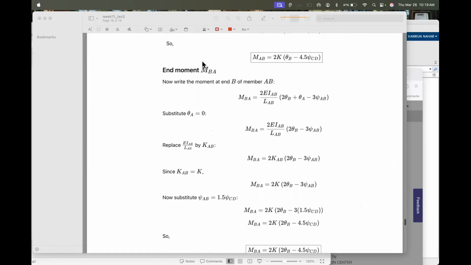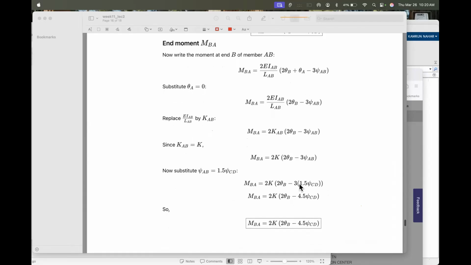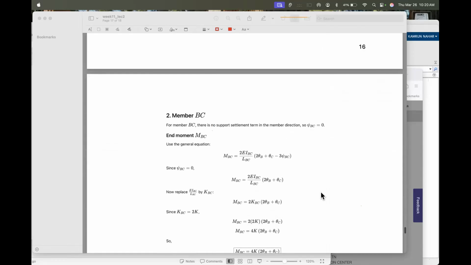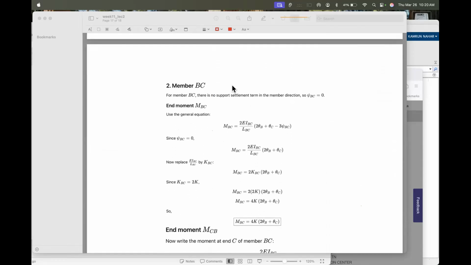Now the end moment M_BA. We start from BA, so it will be 2 theta B, theta A, and 3 psi AB. There is no fixed end moment term, so it's 0. Again, theta A equals 0, so just cancel that. Again, we have this, simplify the term. We have psi AB, which we already know, substitute that value and we get the M_BA equation. Make sense? So we have one equation, two equations.